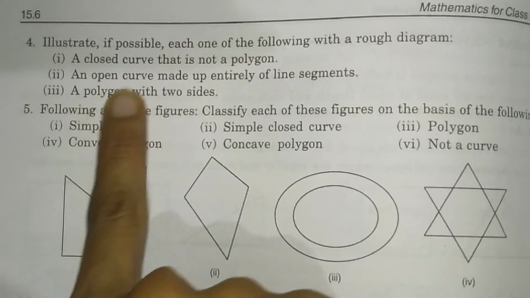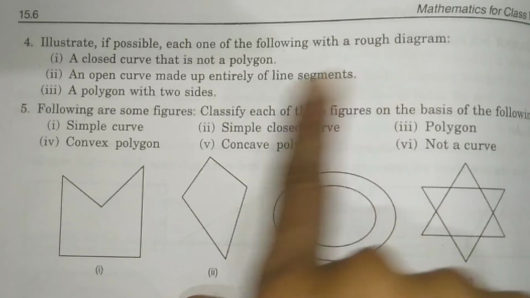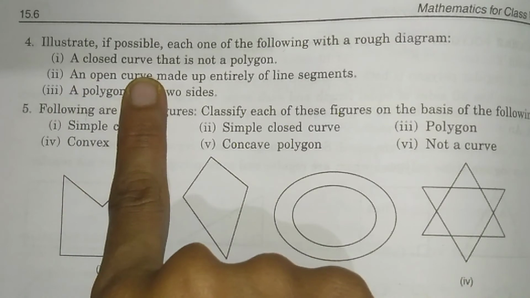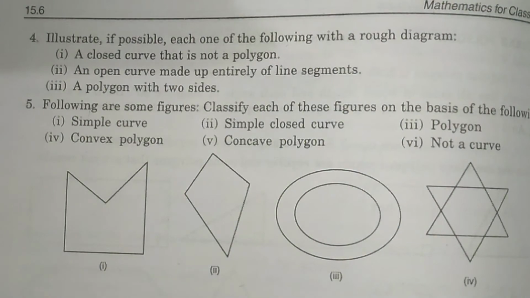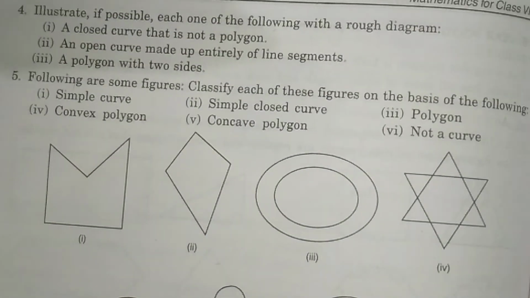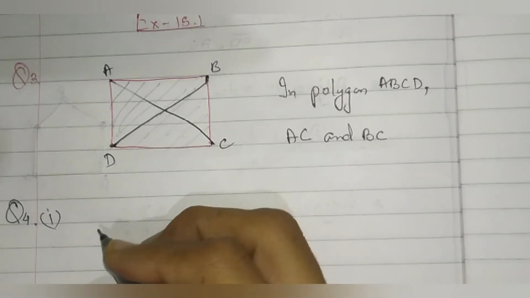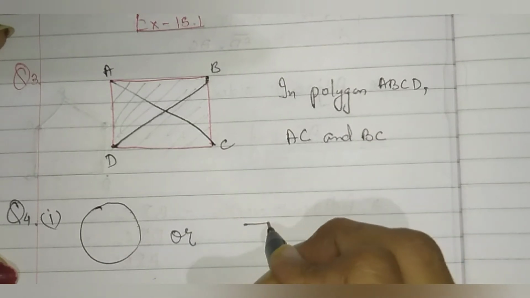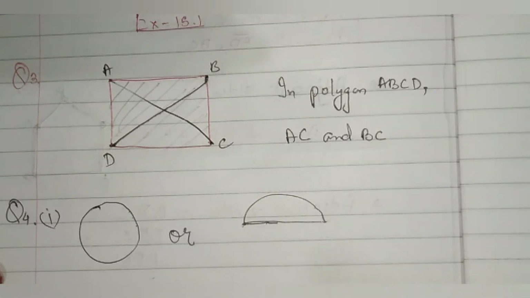Question number 4. Illustrate, if possible, each one of the following with a rough diagram. Now we have to just draw the diagram. First one, a closed curve that is not a polygon. So we can draw a circle also, anything, whichever you need. Here we can draw this circle or semicircle, anything, which is a closed curve.